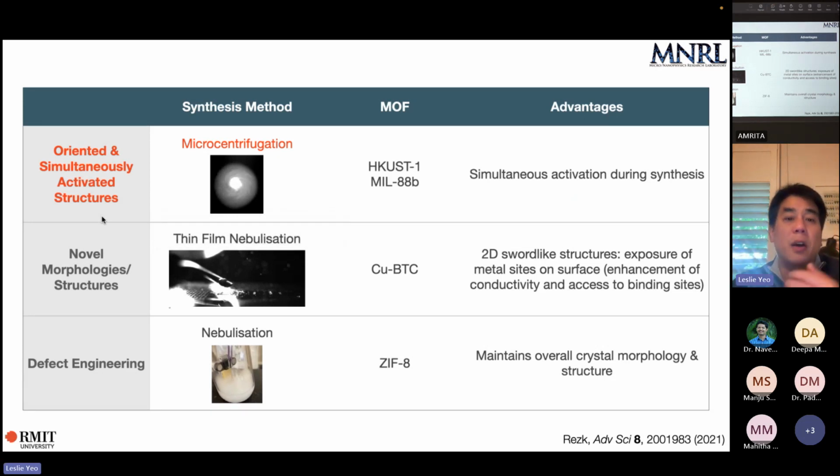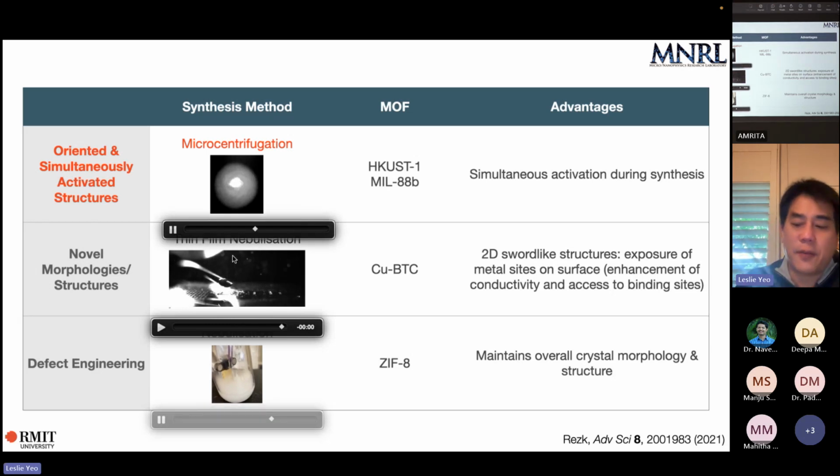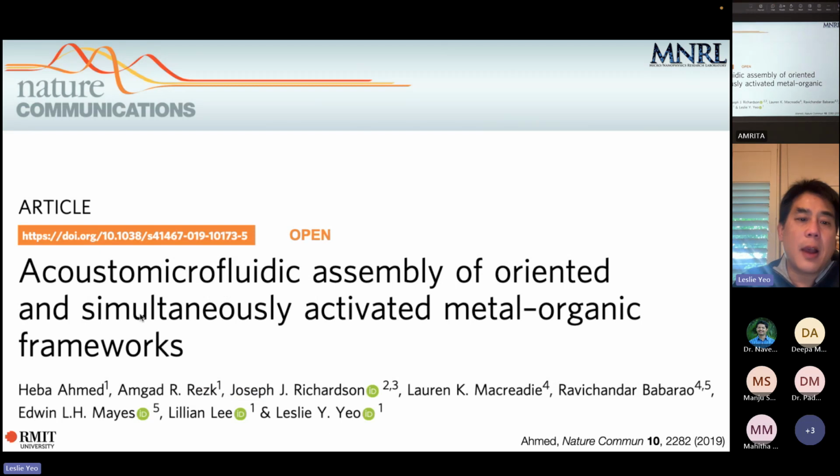So what I was going to briefly mention is that we have different ways of doing crystallization. Using the acoustic waves, we can drive microcentrifugation, we can drive nebulization like you saw before as well. And they give you slightly different results. Okay, so here you can see my former postdoc Hema Ahmed, who was very productive in her time with us. She came up with this method of driving crystallization of these MOFs using the acoustics as well.